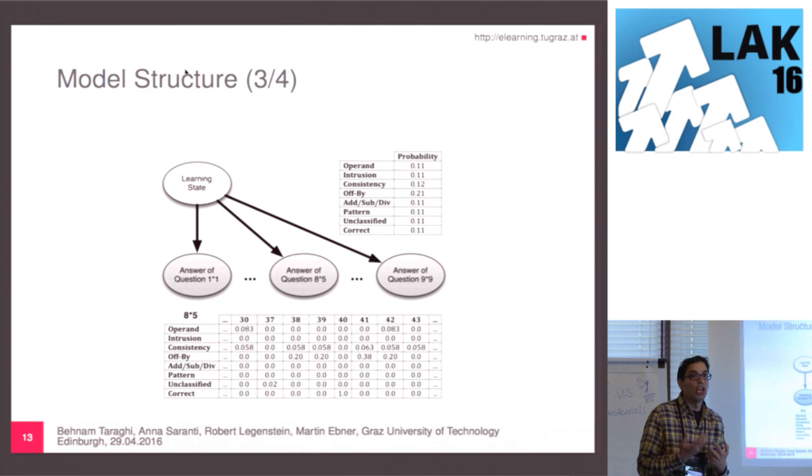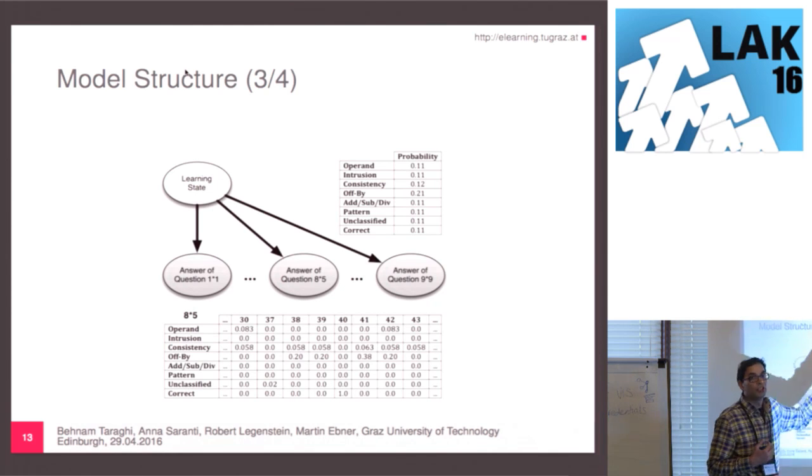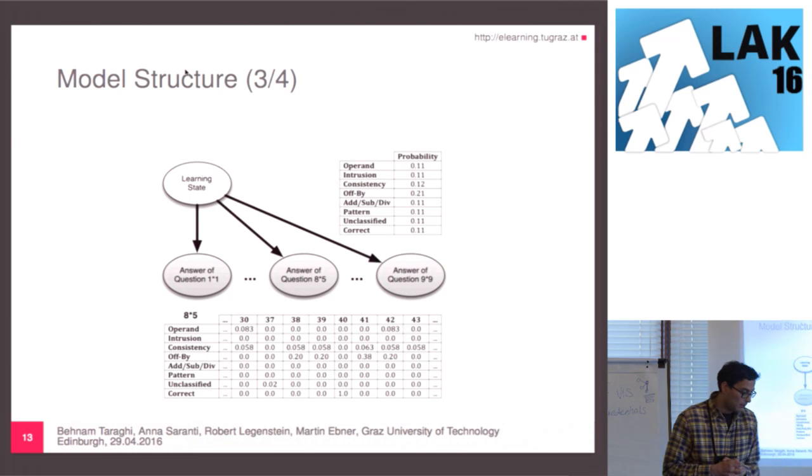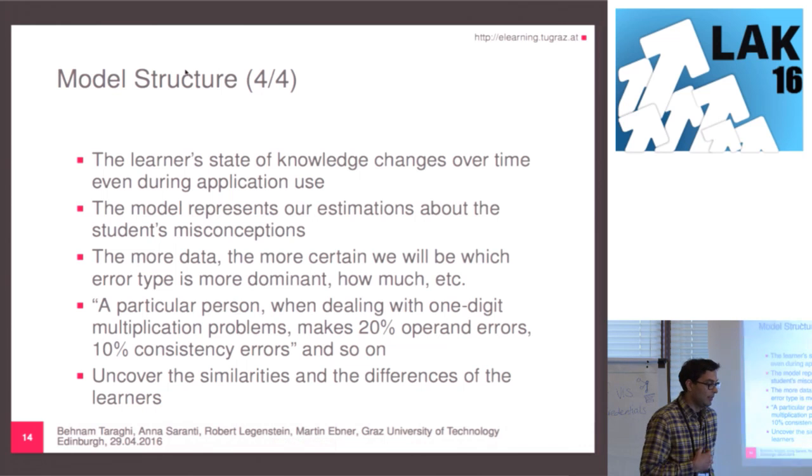It's not static. It changes, right? So after every step, when the student answers a new question, this is going to be adapted. It changes continuously. Yeah, so the learning state of knowledge changes over time, as I mentioned, and the model represents our estimates. Okay, yes, and the more data we have, the more certain we will be which error type is more dominant and how dominant it is, okay, with all estimates.